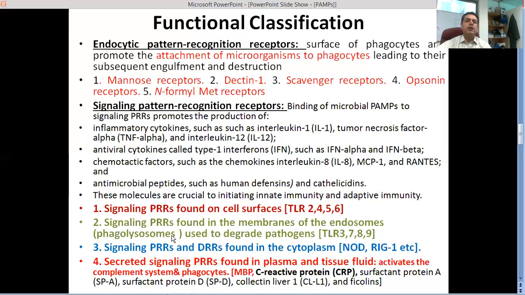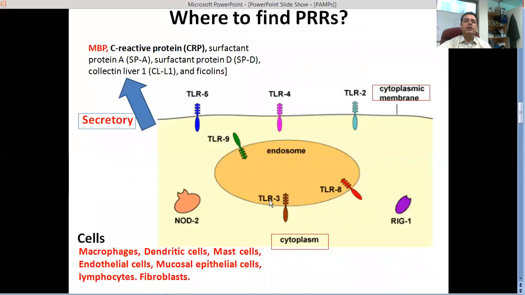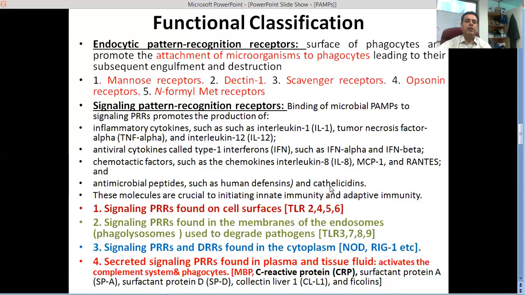Some signaling PRRs are found in the membrane of endosomes or phagolysosomes. They are used to degrade pathogens. TLR 3, 7, 8, and 9. These are present here. TLR 3, 7, 8, and 9. These are present on the surfaces of these lysosomes or phagolysosomes or endosomes.